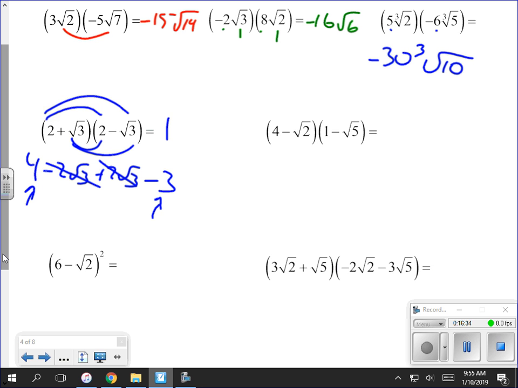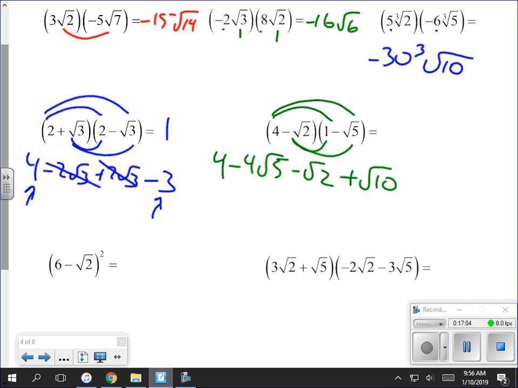Next one, same idea. Only I don't have like radicals. That's actually going to make my answer probably a little more complicated, but I just FOIL it out. First, outside, inside, last. Okay. 4 times 1 is 4. 4 times negative root 5, negative 4 root 5. Negative root 2 times 1 is negative root 2. Negative root 2 times negative 5 is positive root 10.